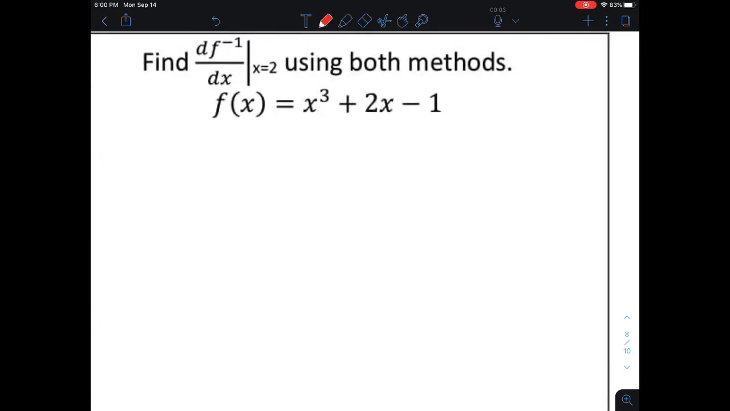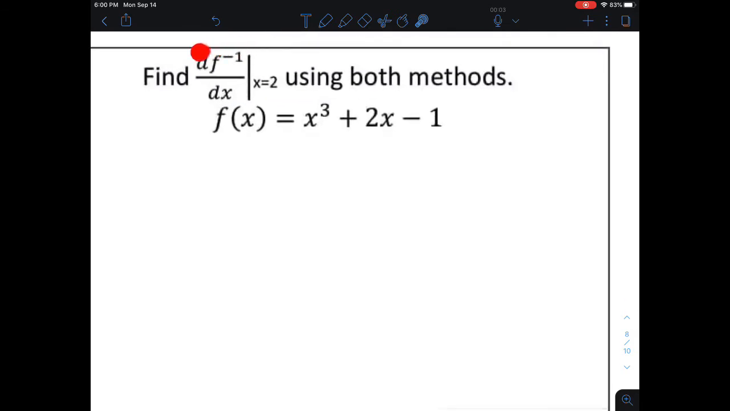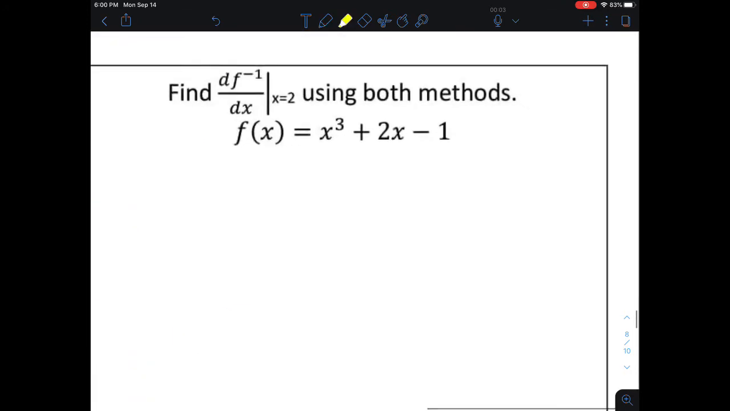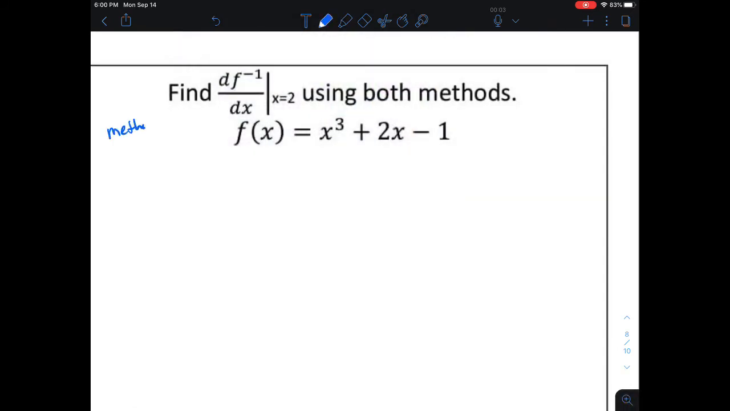Okay, one more example. I want to find, now looking at this notation, the derivative of the inverse when I put 2 into my inverse using both methods. So method 1 is I would swap my x's and y's. So method 1, what color did I use for that? I used blue. All right, so be consistent. So method 1, swapping x's and y's.